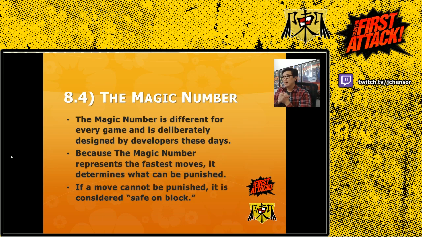And so yes, again, if a move cannot be punished, it is considered safe on block. So in other words, if you have a move that cannot be punished by the fastest moves in the game, this is what we call safe on block. If you can be punished, that's what we mean when we say it's unsafe. However, if it cannot be punished by the fastest move in the game, then it is considered safe on block. So a lot of times you'll hear commentators go, oh, nope, that's safe on block. That means it can't be punished. And again, we'll see what that looks like.